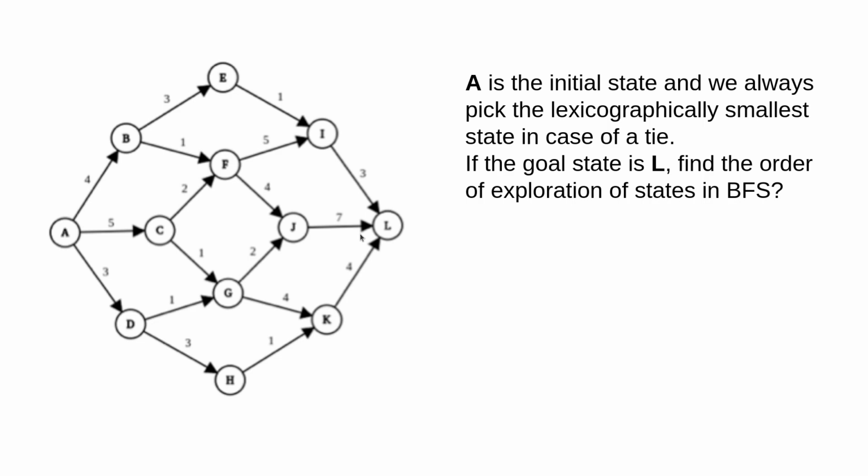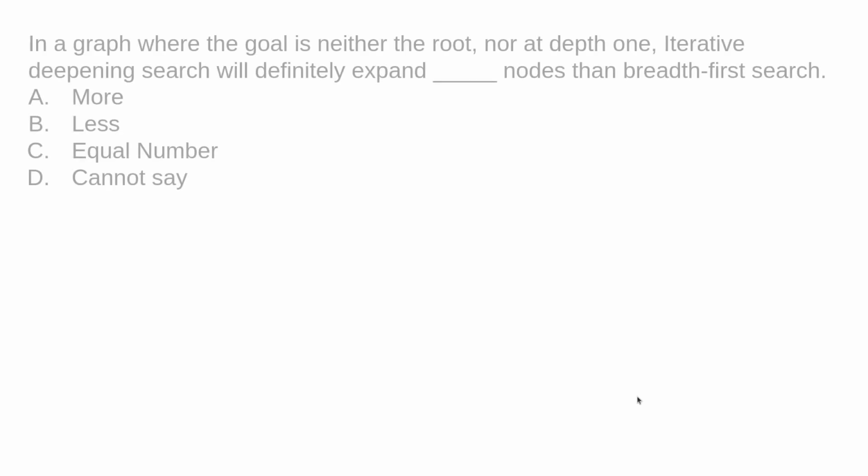So the order is A, B, C, D, E, F, G, H, I, J, K. And for the next one you again go to I, and you are exploring L. So finally the order will be simply A, B, C, D, E, F, G, H, I, J, K, L, right? So this is how BFS works. This must be clear to you now.